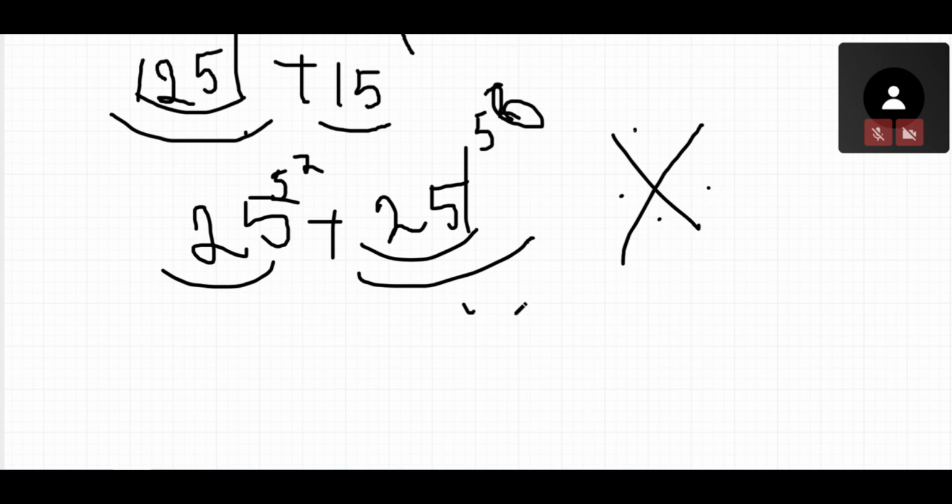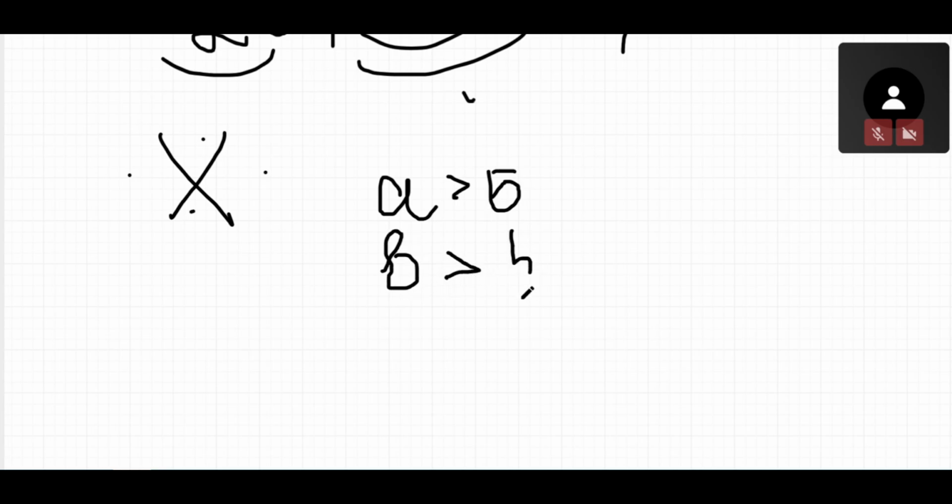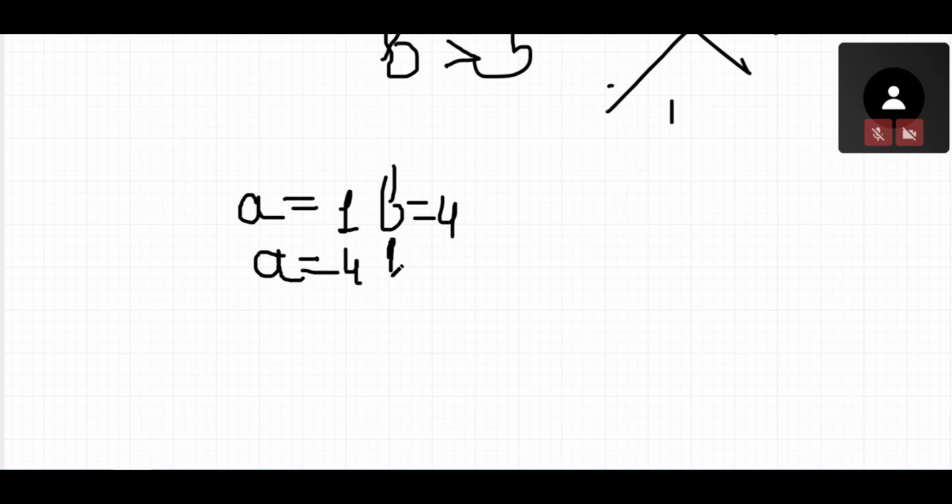Okay, we proved that there are only 3 solutions to this question, and we proved that there is a contradiction if we take numbers bigger than or equal to 5, not only bigger. If we take a and b bigger than 5, we'll find a contradiction. The answer is a is 1, b is 4. The symmetric one is a is 4, b is 1, and of course a is 5, b is 5.